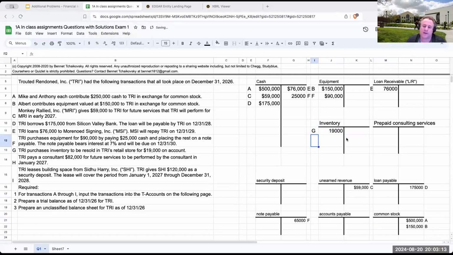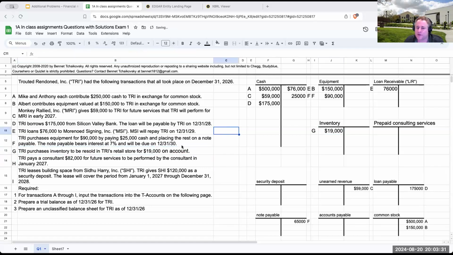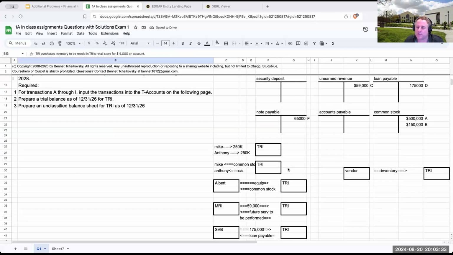This is letter G. Now, for every debit, I need a credit, right? But over here, what's really important are these two words. These are G words, not F words. This says on account, right? So I come over here. I'm not paying cash, but rather this is going to be an account payable.